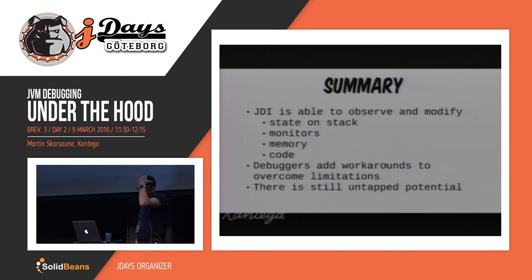So just to round up, the Java debugging interface has very powerful capabilities. We can see the current state on the stack. We can easily access information about monitors in the threads in that VM. We have good capabilities for memory, and I also showed that outside the IDE it's quite easy to use this to monitor things. And we have access to the actual code.